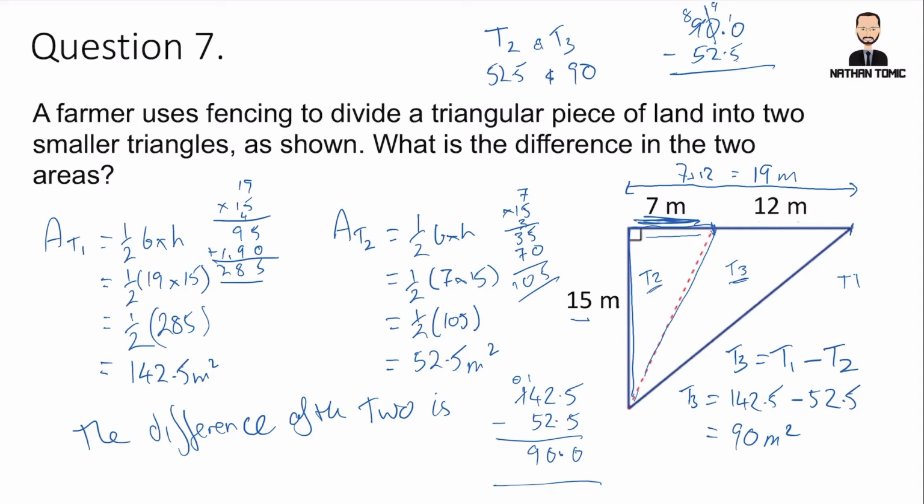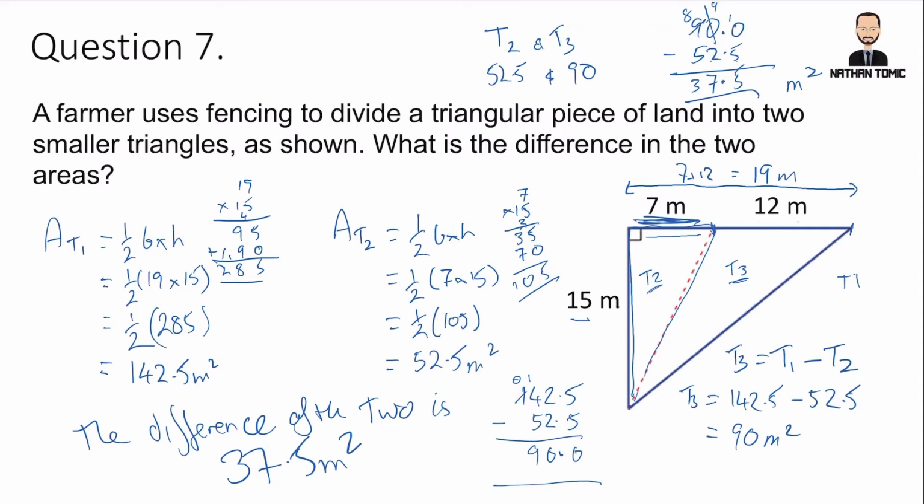So now we can do 5 from 10 is 5. Keep the decimal point where it should be. 2 from 9, of course, is 7, and 5 from 8 is 3. And that, of course, would be meters squared as well. So the actual difference between the two triangles, the difference between T2 and T3, as we're calling them, is actually 37.5 meters squared.